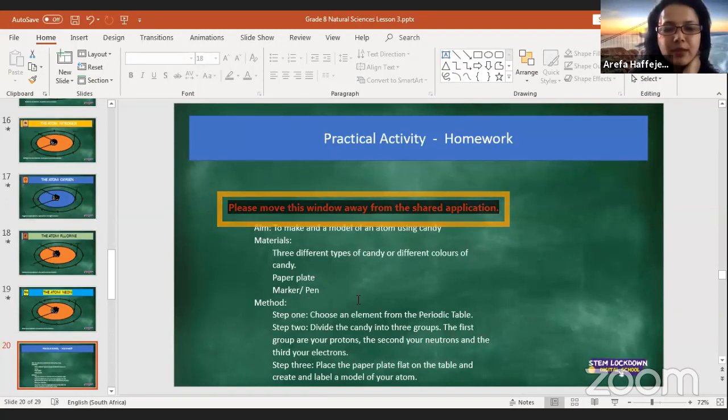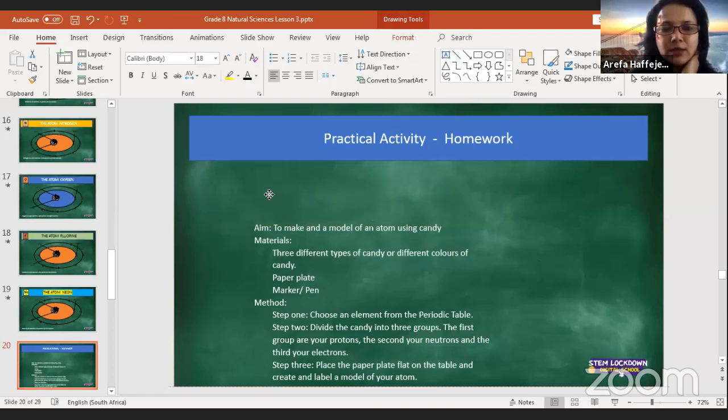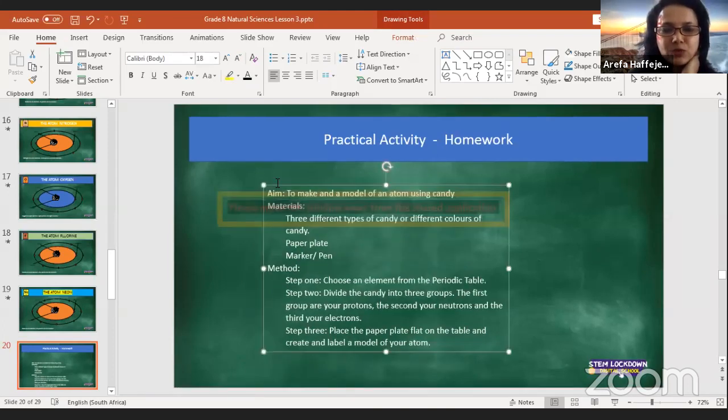So the method, step 1, you're going to go to the periodic table. I have one on the slide later on, and there was one on yesterday's lesson as well. And you're going to choose your element.